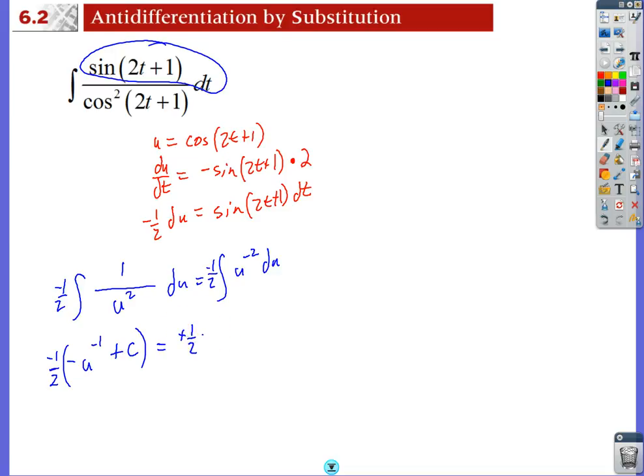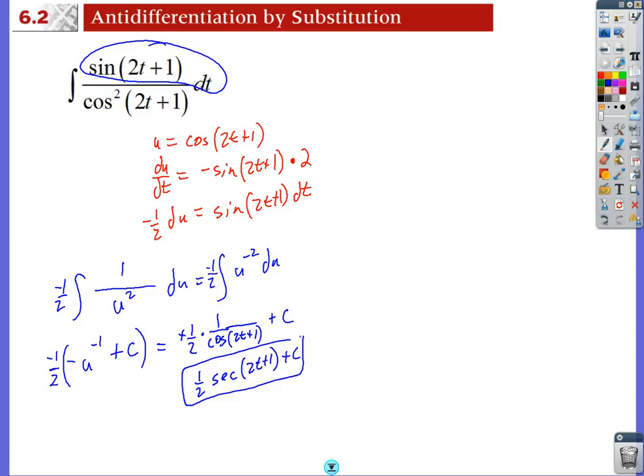u to the negative 1 is the same thing as 1 over cosine of 2t plus 1, plus a c. And this is where you have to see, well, it's 1/2 times, well, 1 over cosine is the same thing as saying secant. So this is 1/2 of secant 2t plus 1 plus a c.